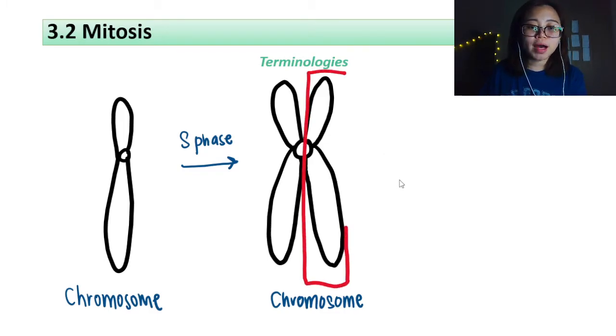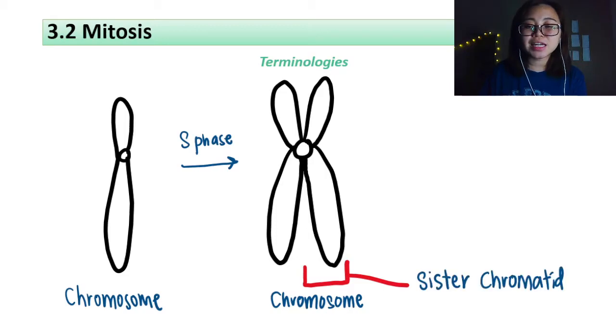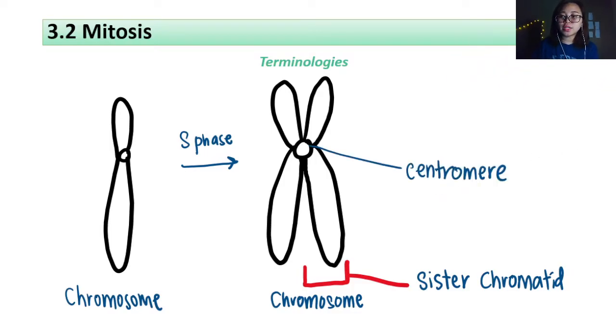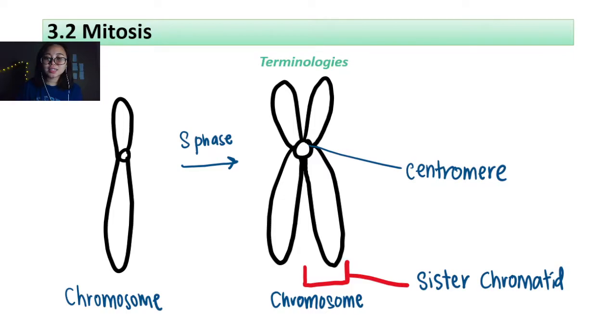If we look at just this one half, this part is called a sister chromatid. So one chromosome can have two sister chromatids. And what you have in the middle, holding them together, is the centromere. The centromere is a protein that helps the sister chromatids link, connect and stick together.